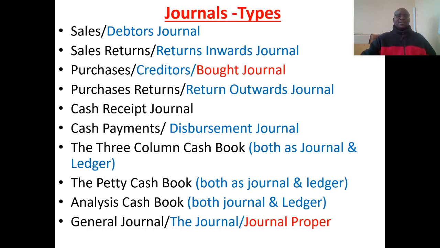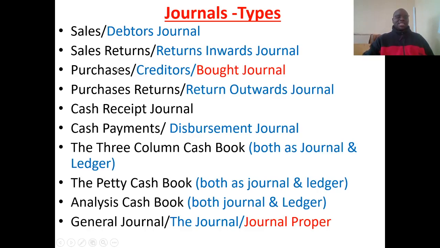We have several types of journals, namely the sales journal or debtors journal, where you record transactions involving selling items to debtors on credit. Then you have sales returns or return inwards journal, where you record those items that have been returned after you sell to them on debtors, in case they do not need them, they are extra or they are defective.